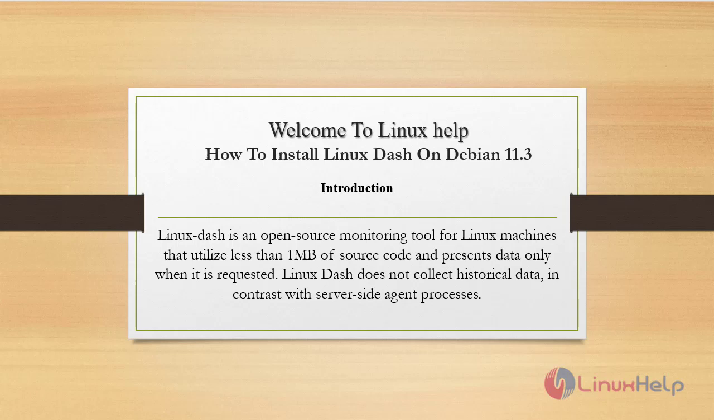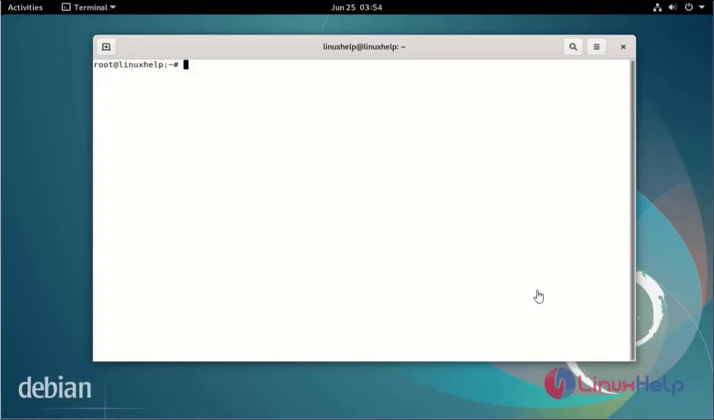Linux Dash is an open source monitoring tool for Linux machines that utilizes less than 1 MB of source code and presents data only when it is requested. Linux Dash does not collect historical data, in contrast with server-side agent processes.